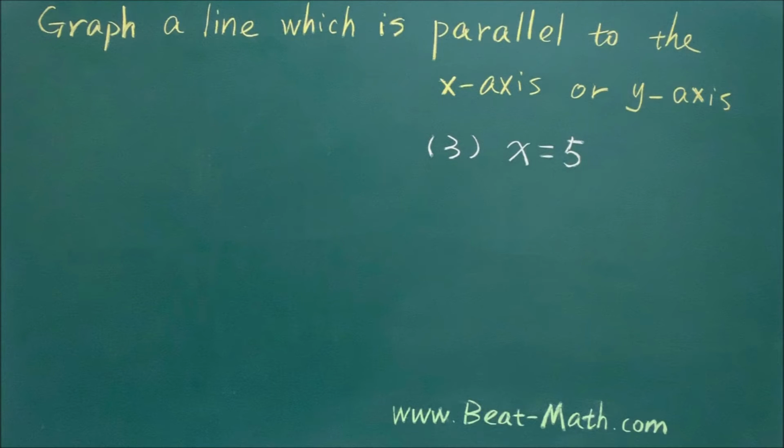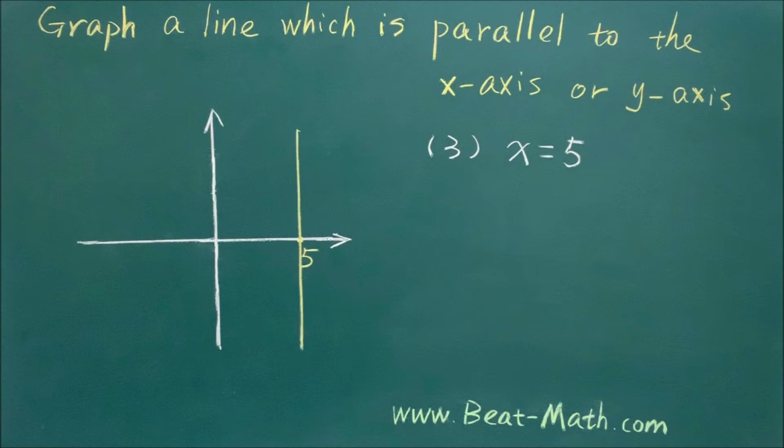This linear equation does not have y in it. That means x is always equal to 5 no matter what the value of y is. We just draw a line passing through the point x equals 5 on the x-axis and make it parallel to the y-axis. It's done.